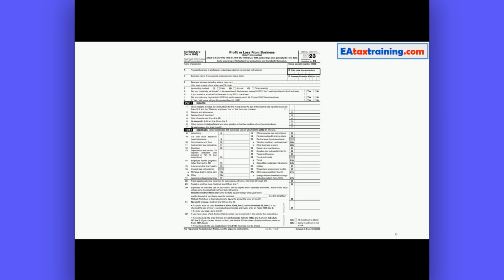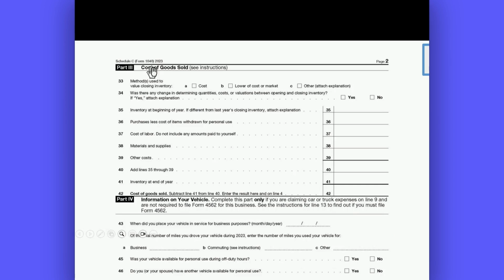Moving to the next page, there is a whole section for cost of goods sold. So you'd have to say which method you are using. Remember when we talked about LIFO, FIFO, average cost, those are all the cost methods. So most of the time you're using the cost method. And then it asks, was there a change in determining quantities or costs? In other words, did you change your method during the year? And if yes, you have to attach an explanation. Remember, if you do change your method, you are supposed to file the form for changing an accounting method.